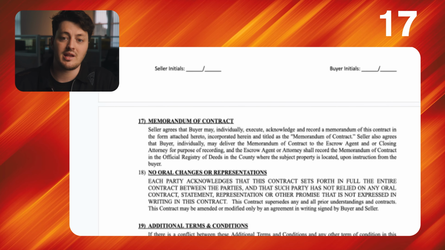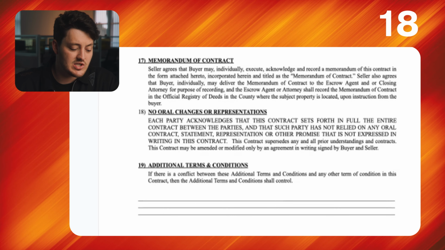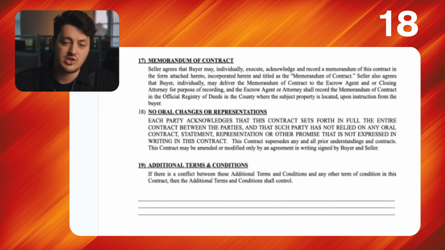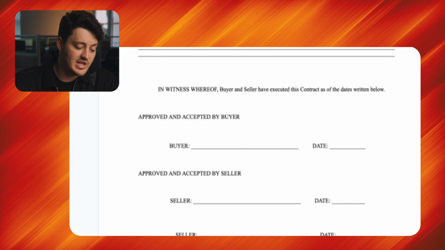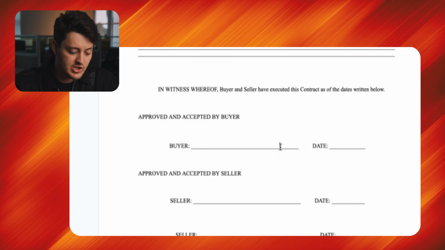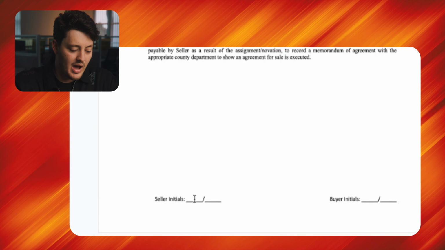Title will be clouded and they will not be able to proceed with that transaction. Number 18 is very simple, just says no oral changes or representations, just stating that if it's not written and signed on, nothing can change in the agreement. Of course, at the bottom, you have your buyer signature as well as your signature here, along with the initials on the bottom of each page.